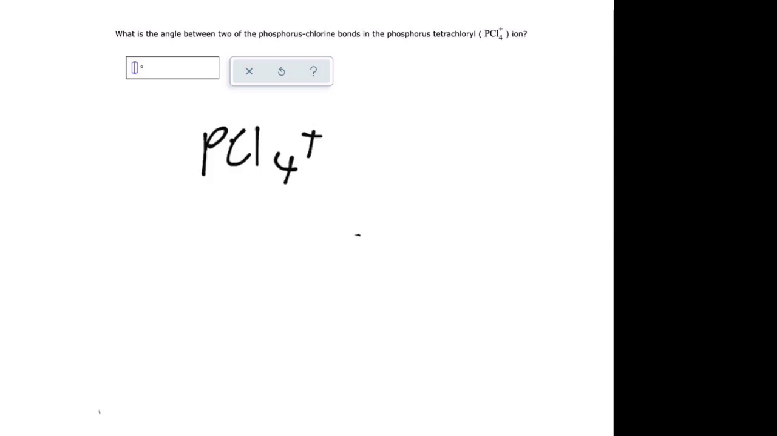Let's calculate the amount of valence electrons. We know each chlorine brings in 7, and that's 28. And we know that we have 5 from phosphorus because the periodic table tells us that. And we also know that the positive charge means we're going to subtract a valence electron, because a positive charge means you lost an electron. So we're going to have 32 valence electrons.